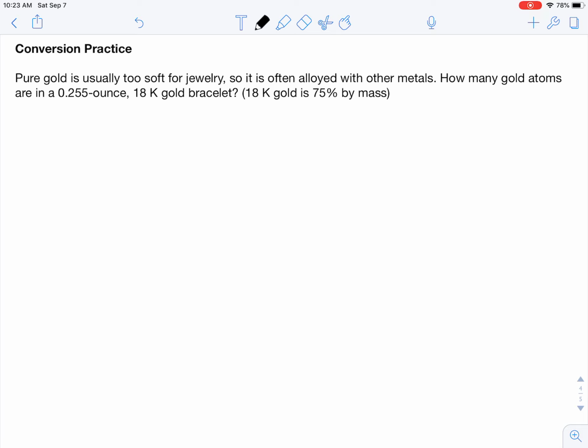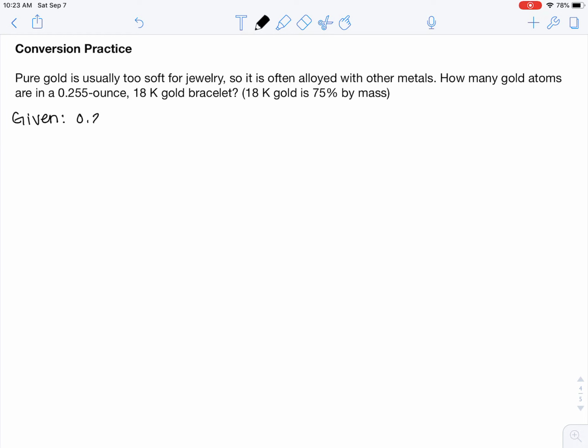Pure gold is usually too soft for jewelry, so it is often alloyed with other metals. How many gold atoms are in a 0.255 ounce 18 karat gold bracelet? 18 karat gold is 75% by mass. So let's pick this apart.